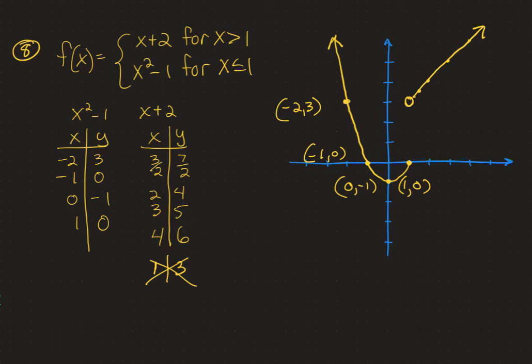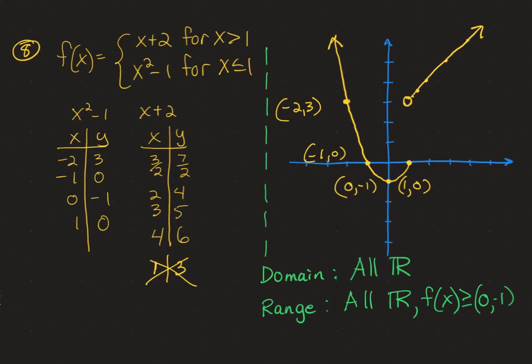There's a piecewise function graph. Domain and range are as follows. Because the left side of our function continues to negative infinity in the x direction and positive infinity in the y, we can say the domain is all real numbers, because even here at 1, there is a value. It is the value (1, 0).